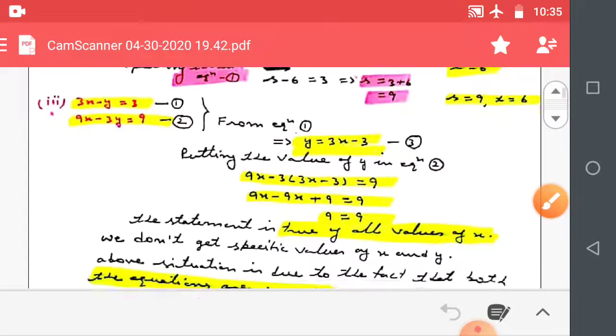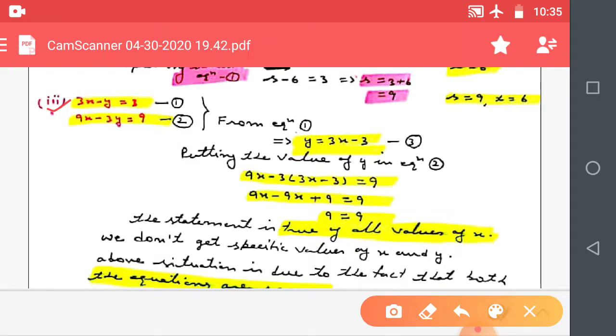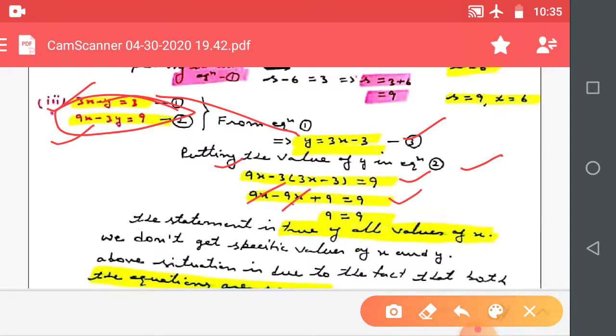Now look at question number 3. The first equation is 3x - y = 3 and the second equation is 9x - 3y = 9. From equation 1 the value of y is 3x - 3, and now putting the value of y in equation 2. The equation 2 is 9x - 3y = 9. After putting the value, 9x cancels with 9x and we get 9 = 9.